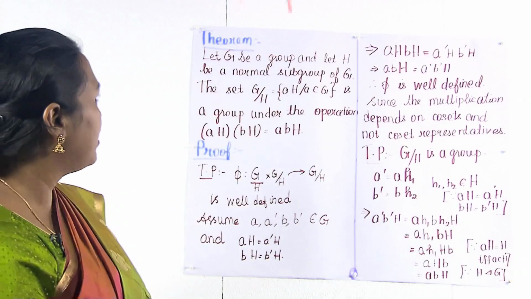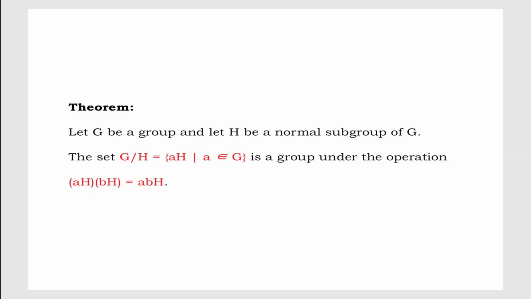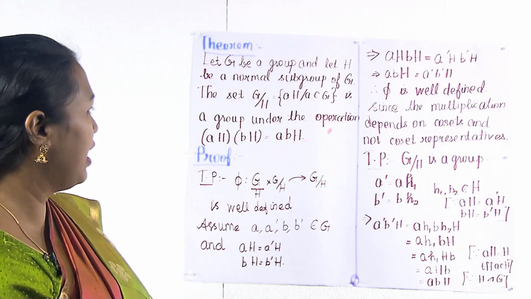Now, we shall see a theorem. Let G be a group and let H be a normal subgroup of G. The set G bar H is equal to the set of all elements AH such that A belongs to G. This is a group under the operation AH times BH is equal to ABH.